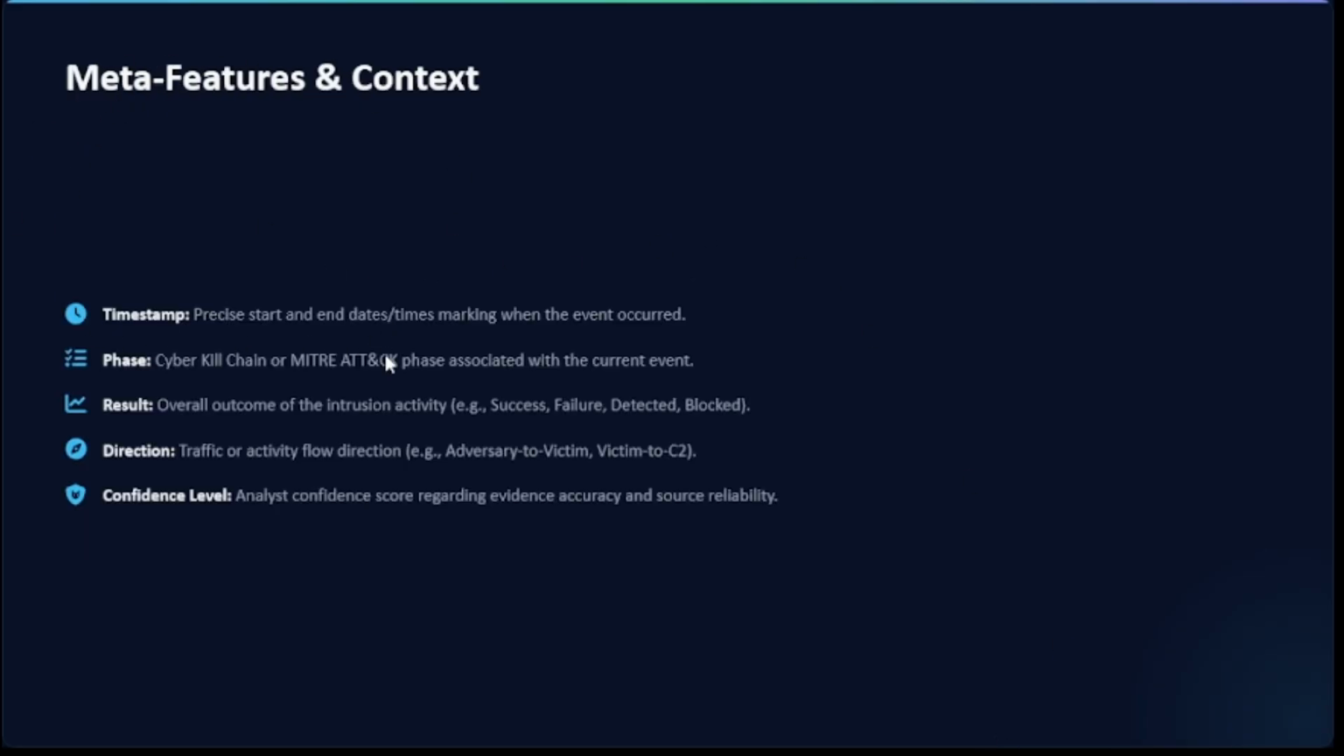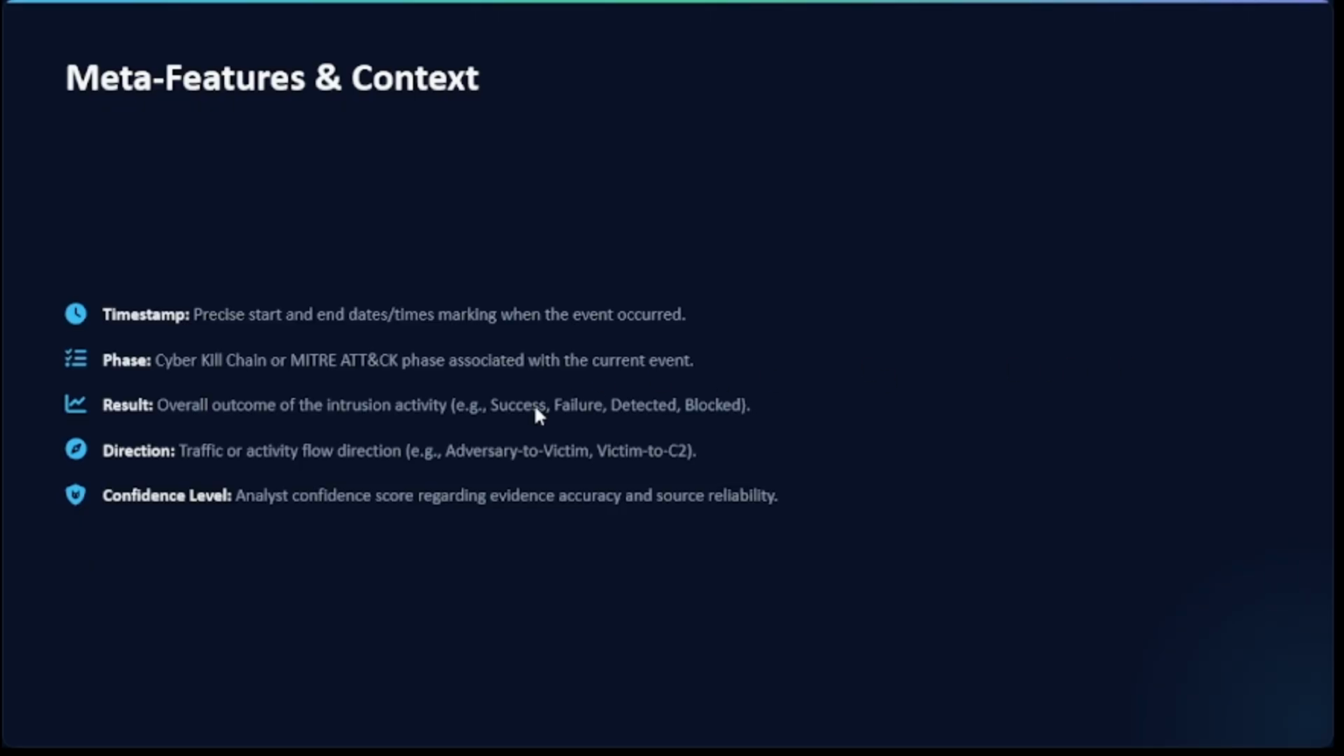Now, there are a lot of meta features that come into play with the diamond model as well. You've got timestamps. Again, looking for that precise start and end dates and times during when the event occurred. You've got phases. Again, the cyber kill chain, which is the topic of another video. We've already talked about MITRE ATT&CK. Probably will link that video to this video, just so if you need to go back and review it, you can do that.